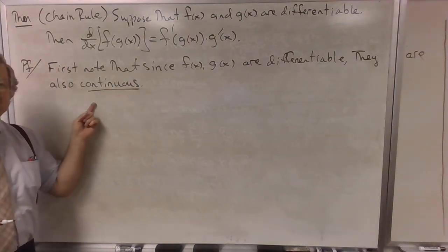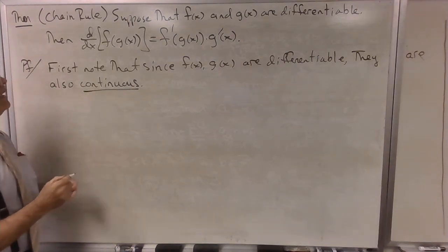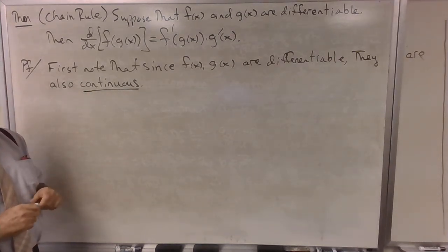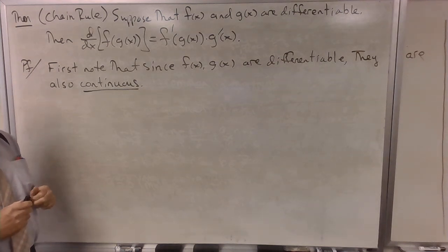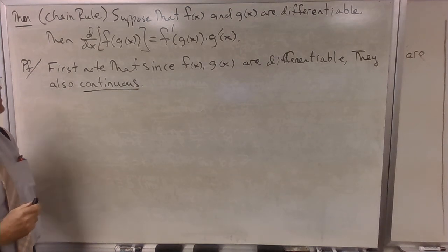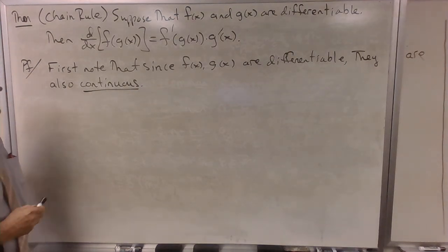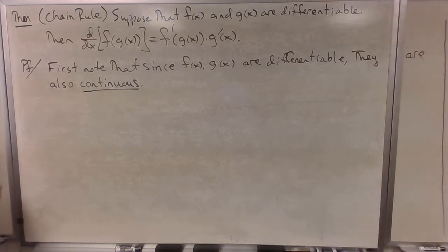I have an ulterior motive for bringing this point out. f of x and g of x are differentiable by hypothesis. Somewhere in our proof, we're going to use the fact that they're also continuous.